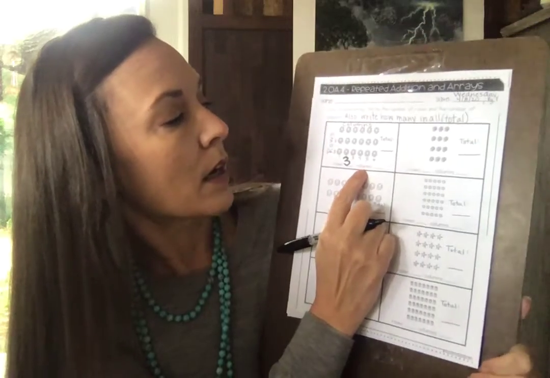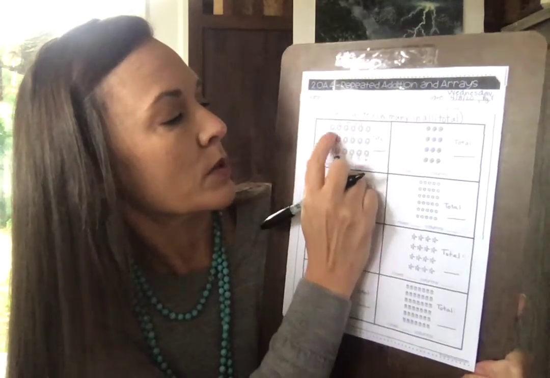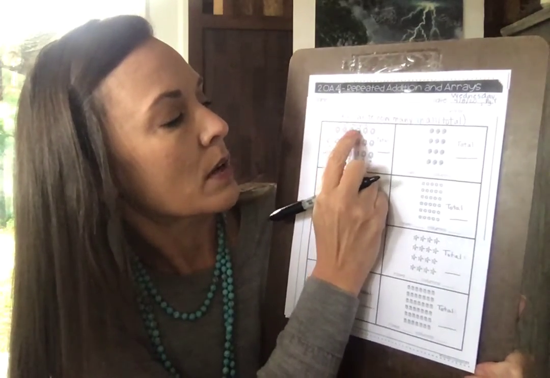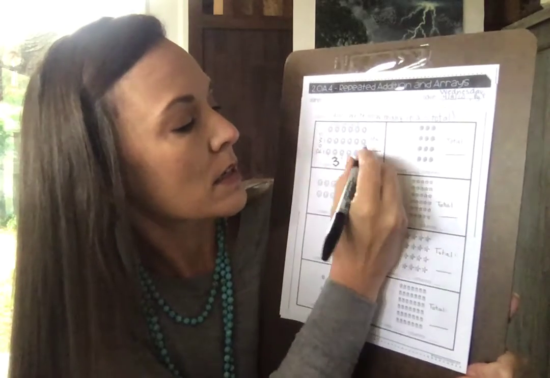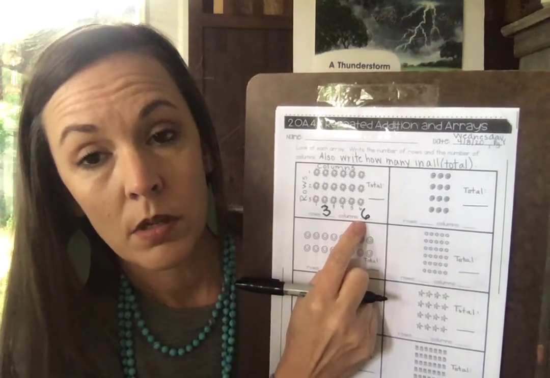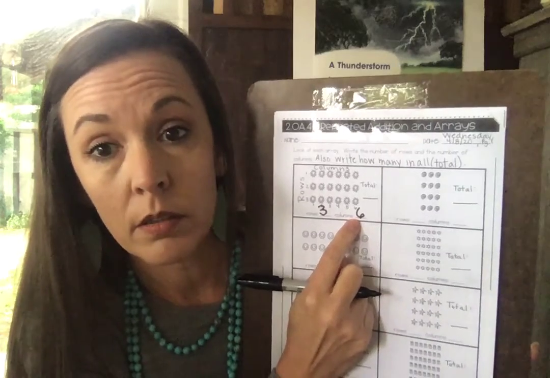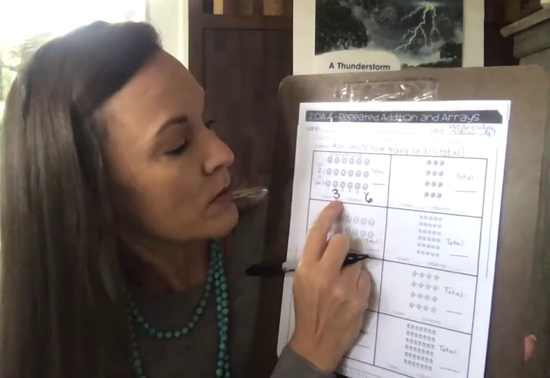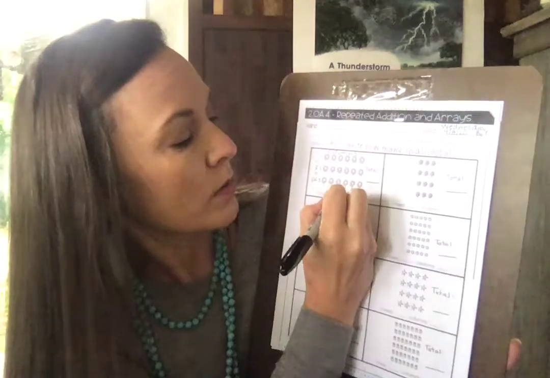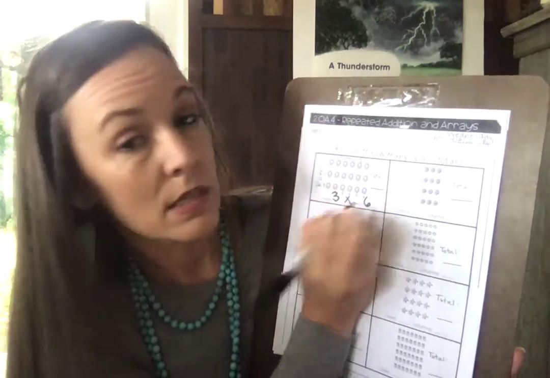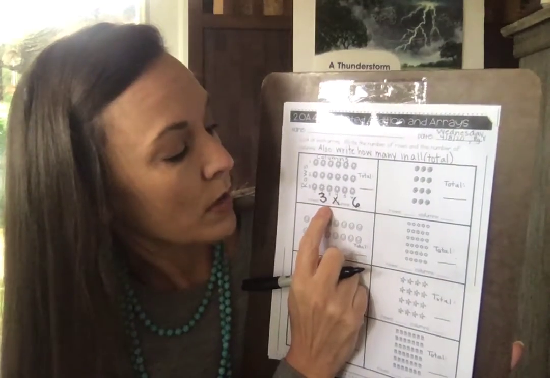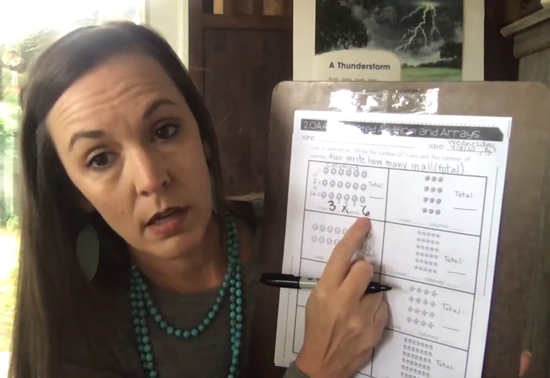And then it says columns. So let's see how many columns there are. 1, 2, 3, 4, 5, 6 columns. 3 rows, 6 columns. So when we're multiplying, we're trying to figure out how many there are in all. If I have 3 rows and 6 columns, I'm talking about 3 times 6, or 3 groups of 6.